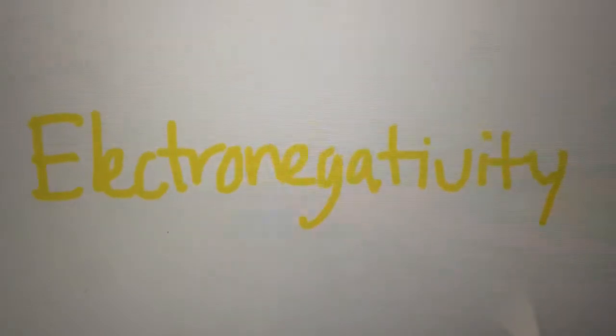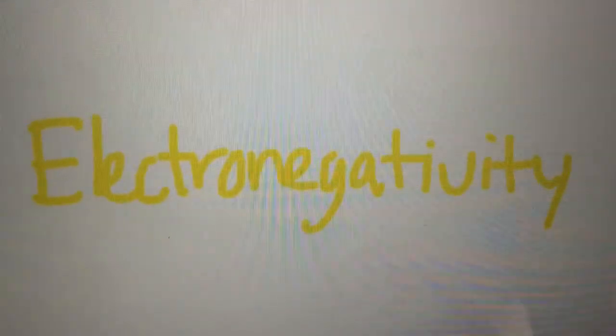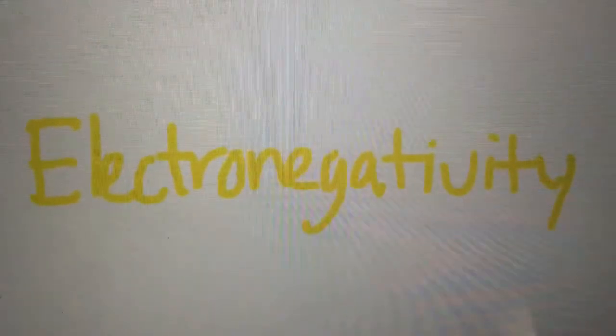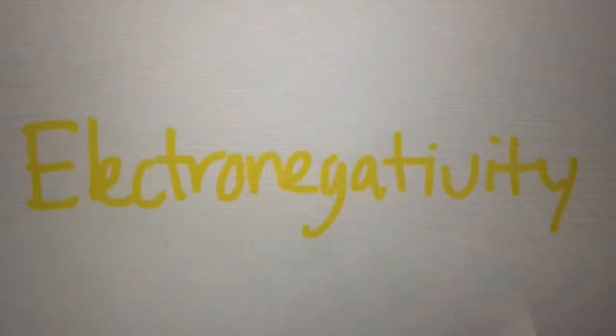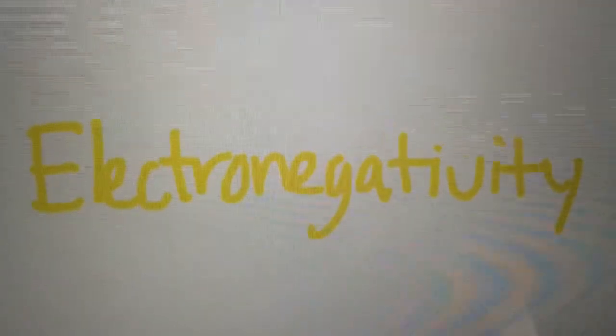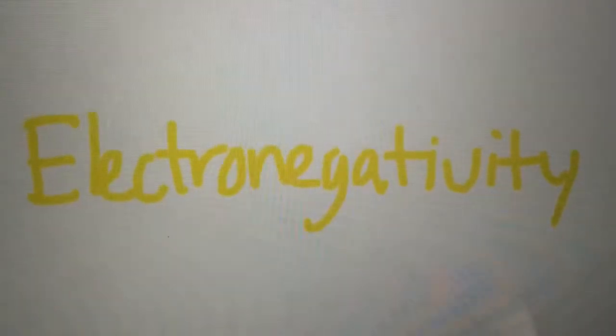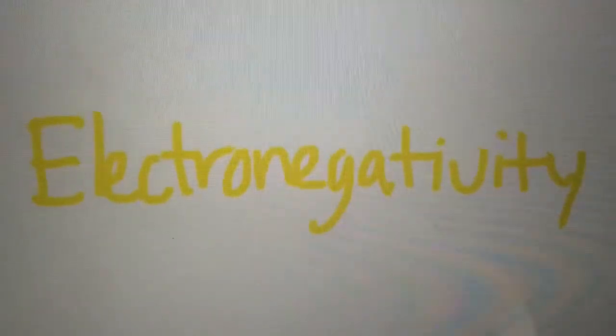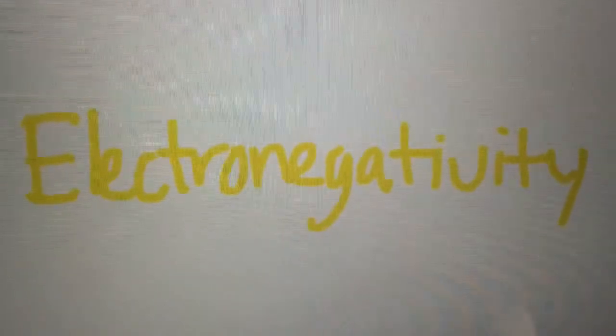Electronegativity is used to see if a bond is nonpolar or polar covalent, or if it's an ionic bond. If the difference in electronegativity between two atoms is less than 0.5, then it's nonpolar covalent. If it's greater than or equal to 0.5 and less than 2.0, then it's polar covalent. If it's greater than or equal to 2.0, it's an ionic bond.